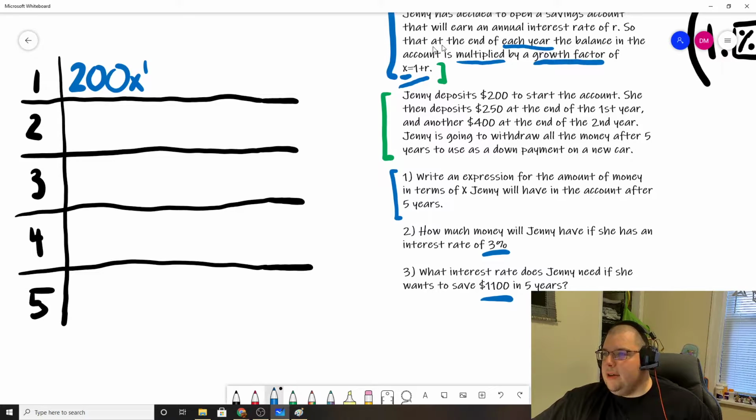It says, so that at the end of each year, the balance in the account is multiplied by a growth factor of x. So every year, we're going to multiply by another x.